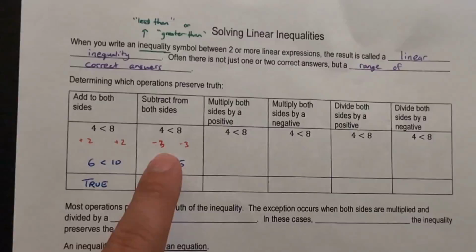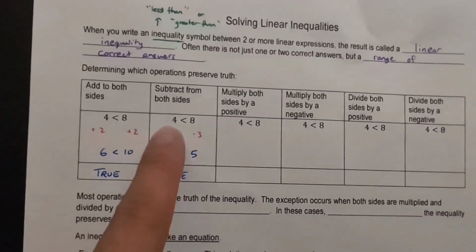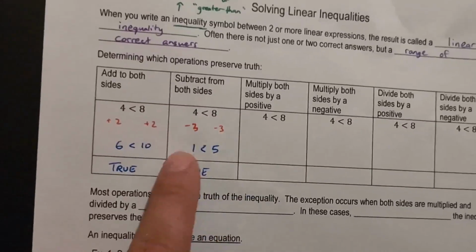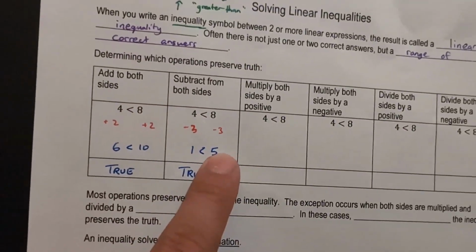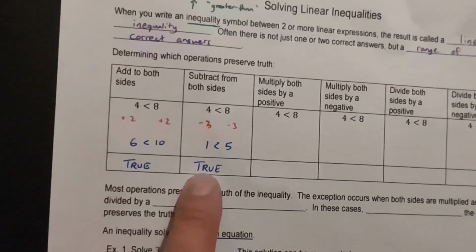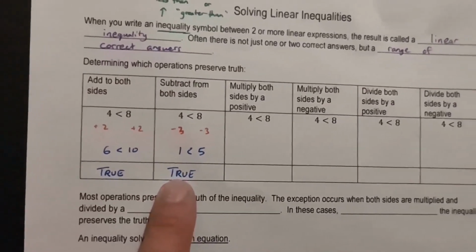Similarly, if we try subtracting the same number from both sides, so here I tried subtracting 3 and subtracting 3, well, yeah, the left side's still going to be less than the right side. So here it'd give us 1 is less than 5. That's still true because I've decreased both sides by the same amount.